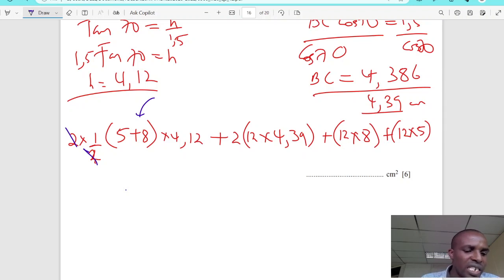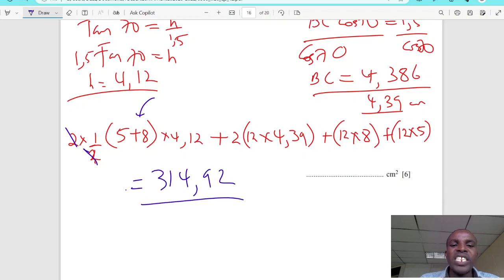I can just punch everything in: plus 2 times 12 times 4.39 inside the brackets, plus 12 times 8 inside the brackets, plus 12 times 5, which is 60. You get 314.92. To three significant figures, that's 315. Done deal.